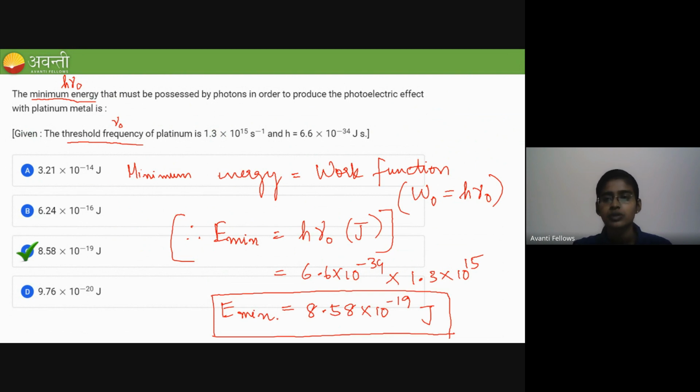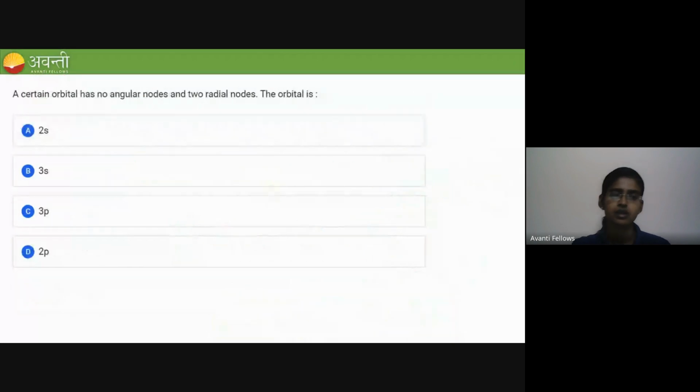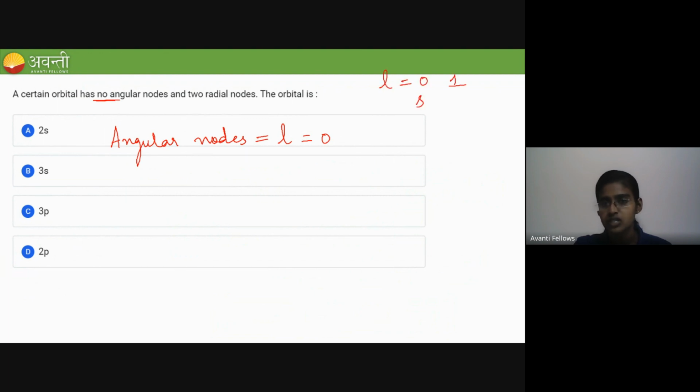Let's discuss one more question. A certain orbital has no angular nodes and 2 radial nodes. The orbital is. So we know that the number of angular nodes is equal to L. If L is equal to 0, it corresponds to an s orbital. If L is equal to 1, it is p. If it is 2, it is d. If it is 3, it is f. So L is equal to 0 represents the s orbital.